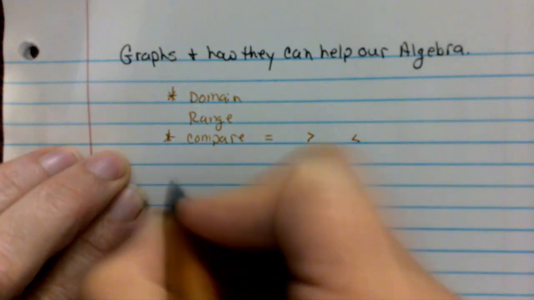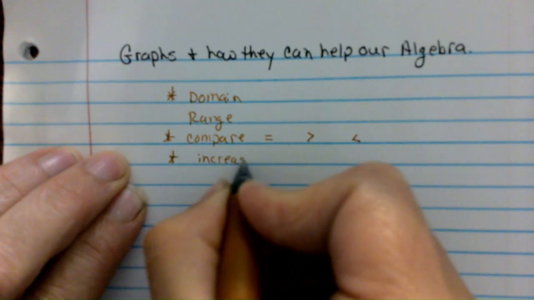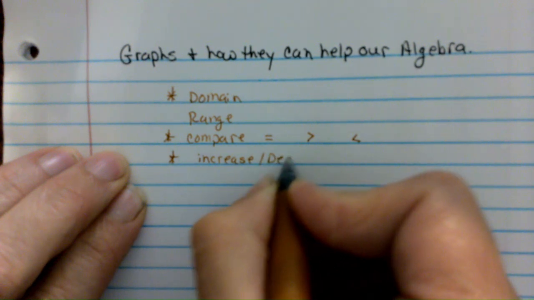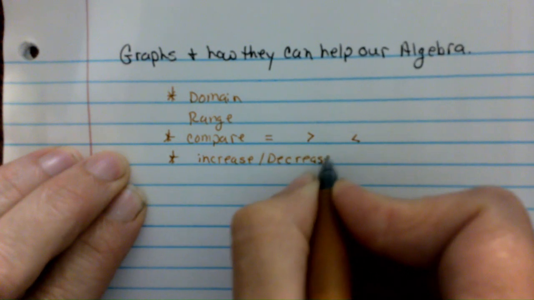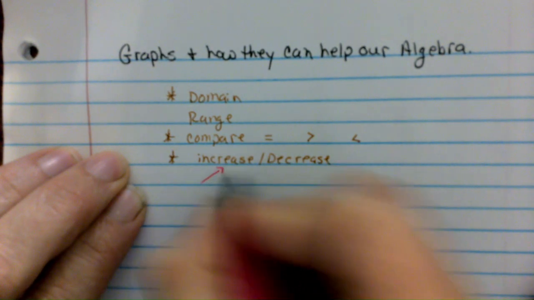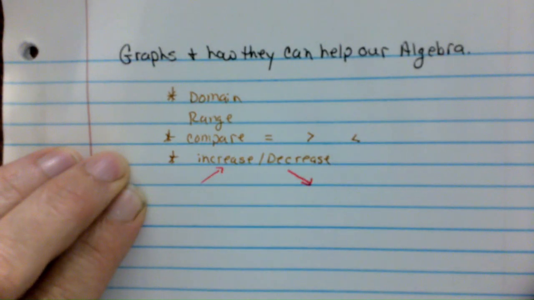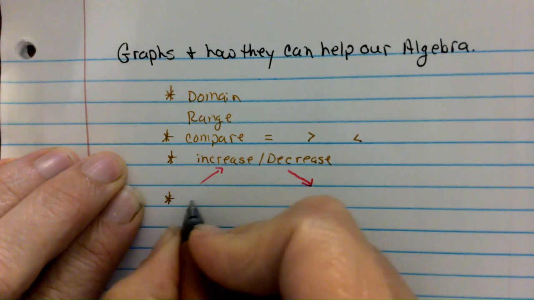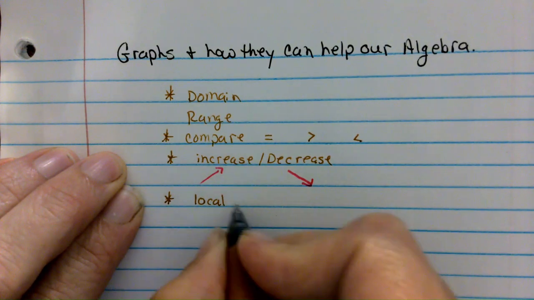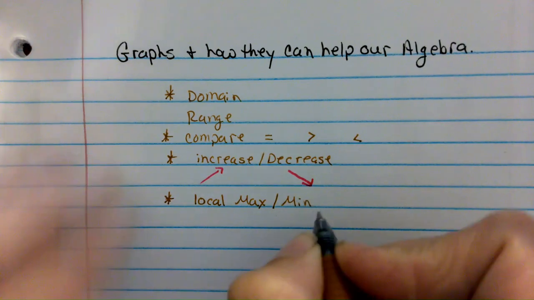We can actually visualize increasing versus decreasing. Remember, increasing would mean going uphill, whereas decreasing would be going downhill. And then we can also see whether there's a local max or a local min. Now, what do I mean by local maximum or minimum?